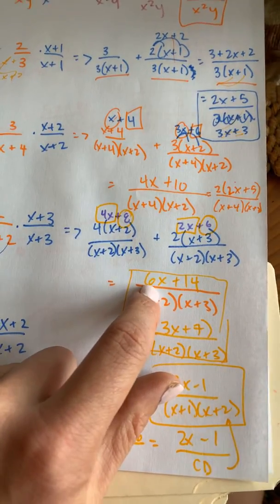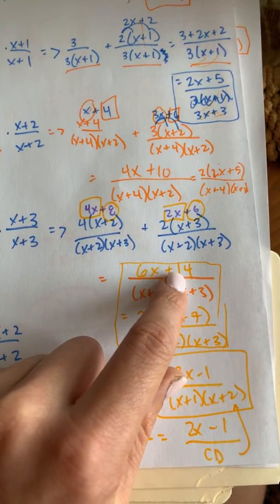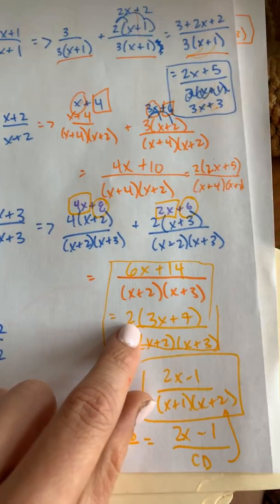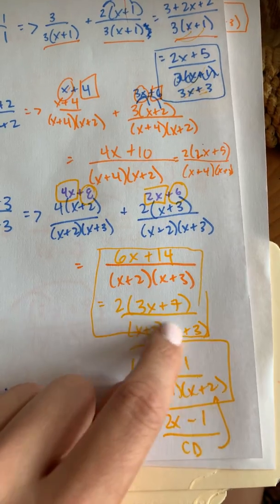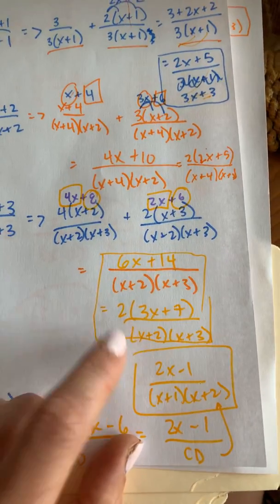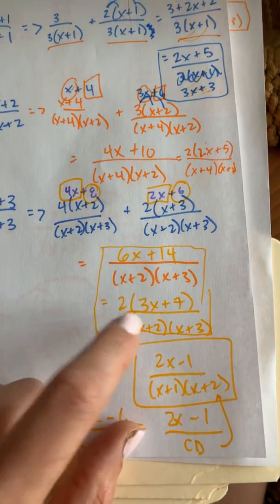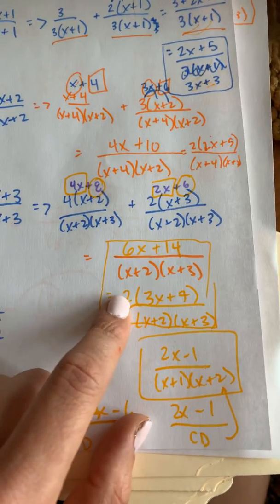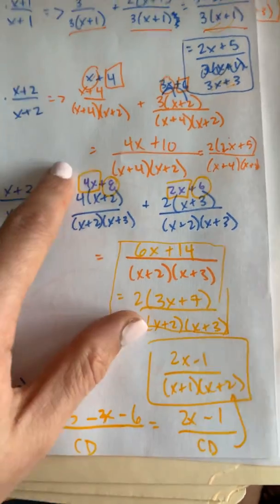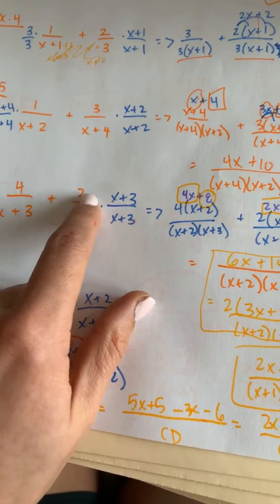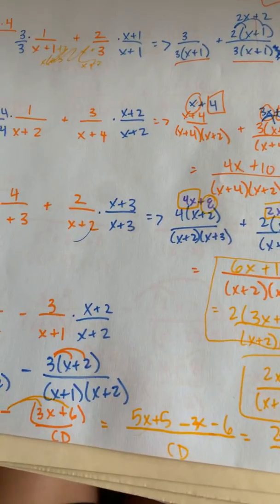If I take a 2 out of them, nothing else cancels. This 3x plus 7 doesn't cancel with anything, but it's worth looking at. So either this one or this one would work. It's really just multiplying this out and then combining the numerator.